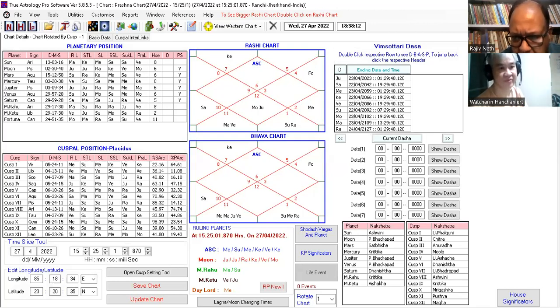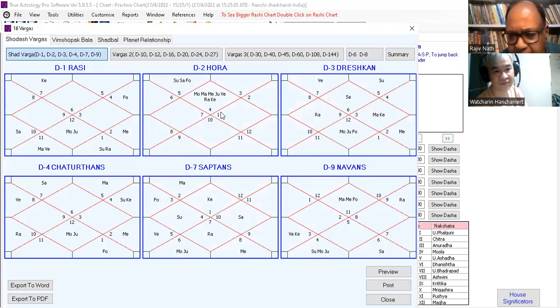Horoscope. Okay? So when you use this software, which you already have, here you will see Shodasha Vargas and planet. This means the divisional charts. If you click on this, for this particular horoscope, the screen would have changed. So D1, Rashi, is there. D2, Hora, is there. D3, don't need. D4, D7, Saptamsha. D9, Navamsha. See, everything is there ready made for you.